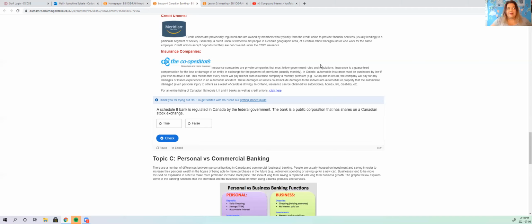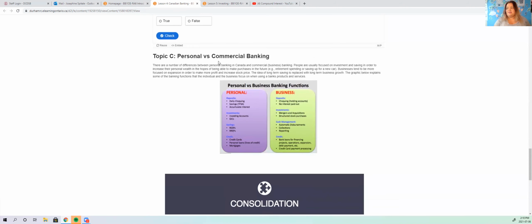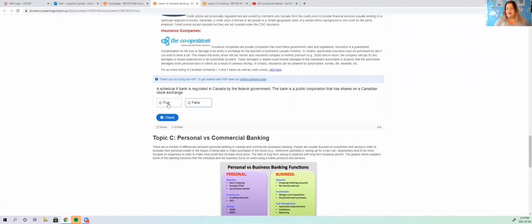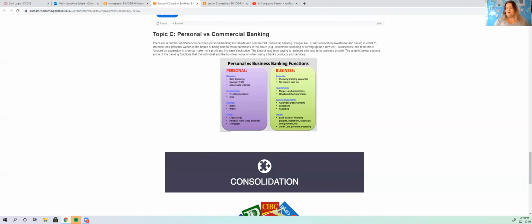Okay. Sometimes people have contents insurance, so they insure the contents of their house. So let's say they have a really sweet painting that they love and it's worth a lot of money. They will insure that painting to ensure that if the house gets broken into or something of that manner, they will have the value of that painting replaced. Okay. All right. So you have to answer this question right here, true or false, and check it. And then we go to topic C, personal versus commercial banking.